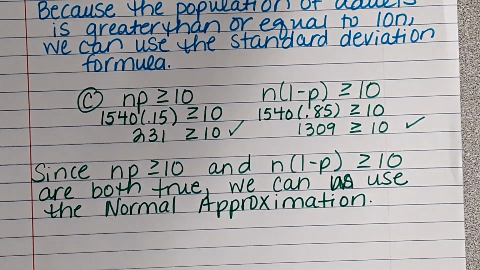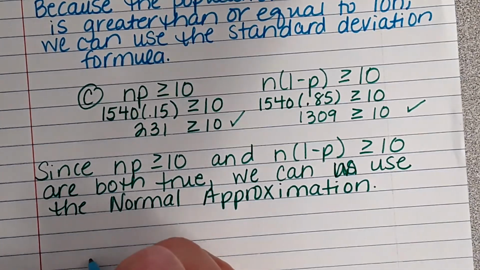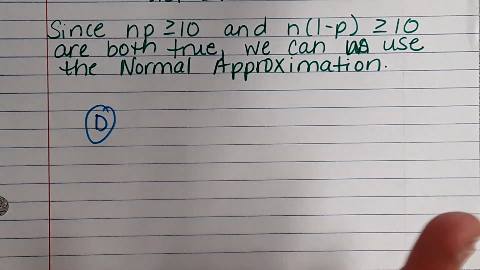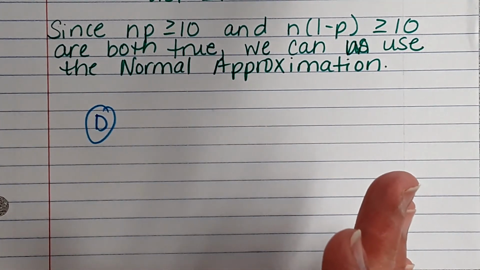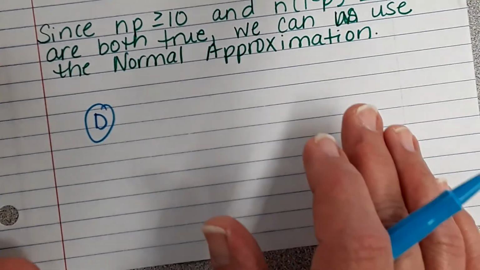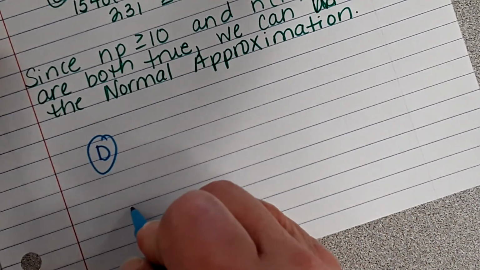Okay, so now D is asking you to find the probability between 13% and 17%. Now we're going to go back to chapter 2 when we used our z-score. So what do you need to draw here? You need to draw a normal curve. So we're going to draw now.